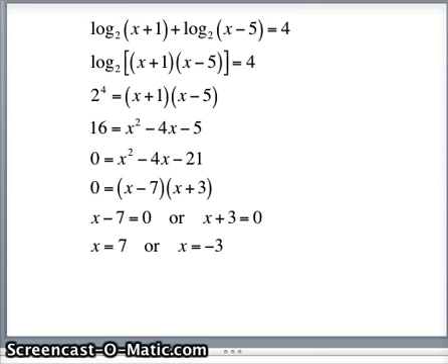But remember our discussion on the domain. x has to be greater than negative 1. x has to be greater than 5. Negative 3 is not greater than 5. Negative 3 is not in the domain, but 7 is. We can do a little quick check.